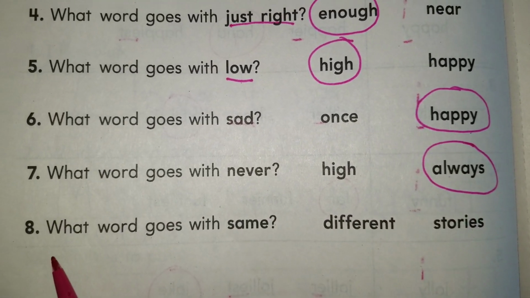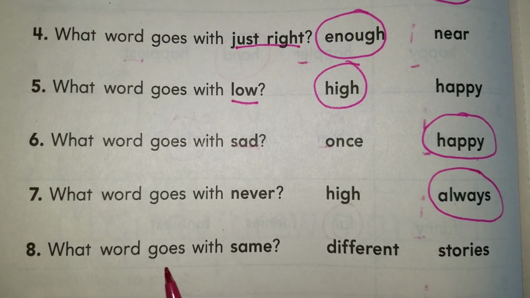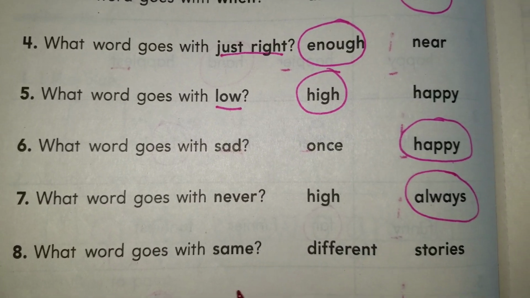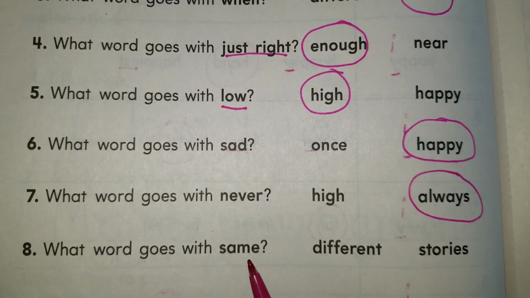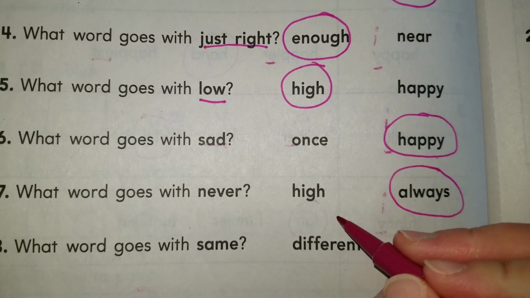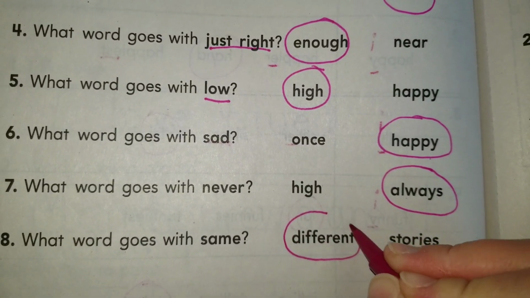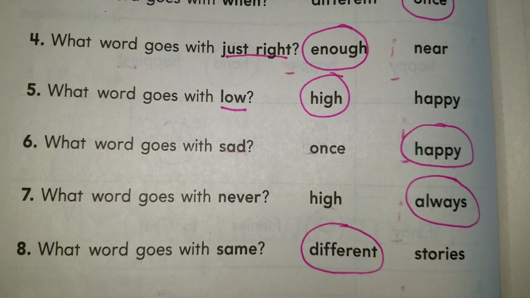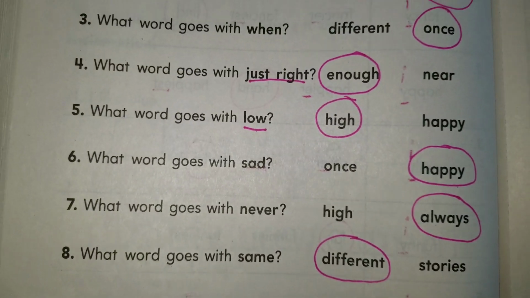And our last sentence, what word goes with same? What is the opposite of same? When everything is the same, everything looks alike, right? But when everything is different, nothing looks alike. So you have different and stories. Different is the opposite of same.